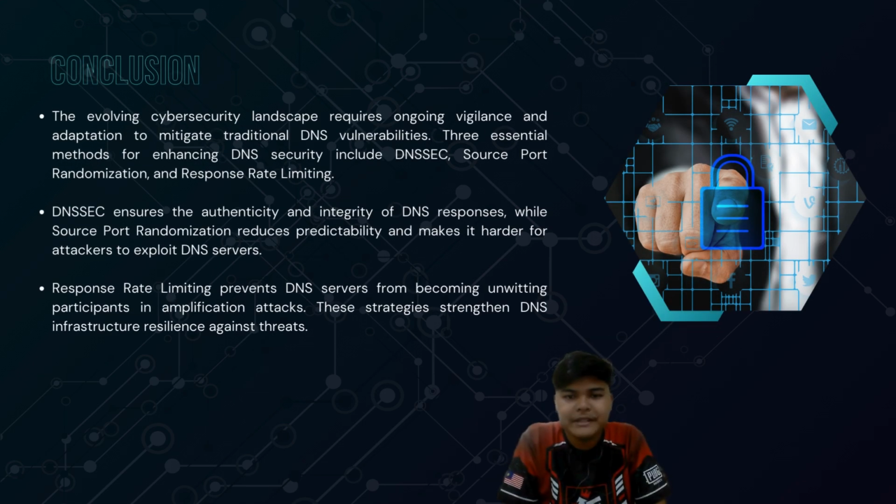Ongoing vigilance and adaptation are needed to mitigate traditional DNS vulnerabilities. Three essential methods for enhanced DNS security include DNSSEC, source port randomization, and response rate limiting. DNSSEC ensures the authenticity and integrity of DNS responses, while source port randomization reduces predictability and makes it harder for attackers to exploit the DNS server. Response rate limiting prevents DNS servers from becoming unwitting participants in amplification attacks. This strategy strengthens DNS infrastructure resilience against threats.